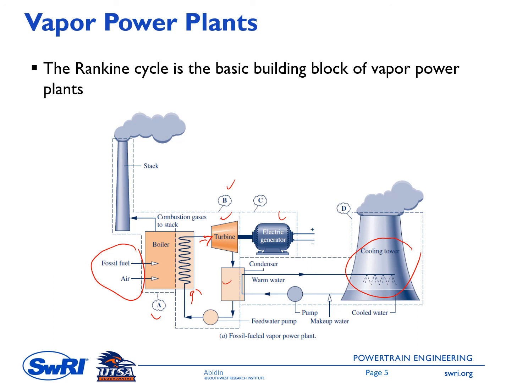And then system C here is the electric generator. The generator will convert the mechanical power into electric energy, and then it will be transmitted to the electric network and then go to our community. The last system, on the far right side, is the cooling tower. This cooling tower acts as the part that will dump the energy from this warm water into the environment.